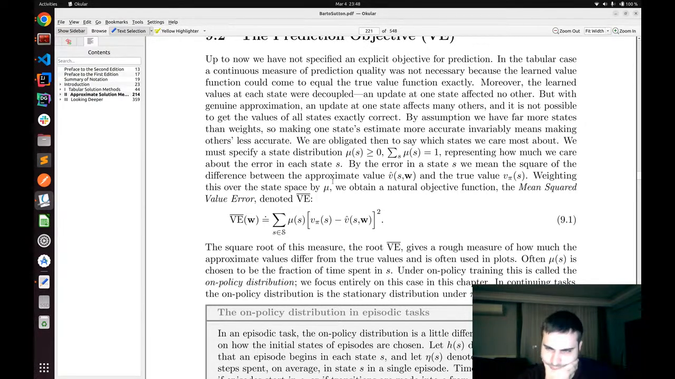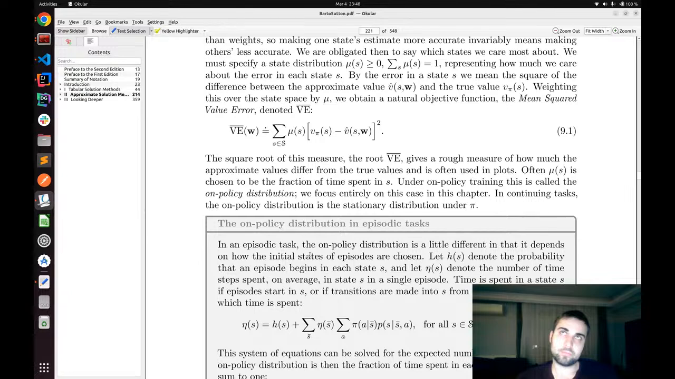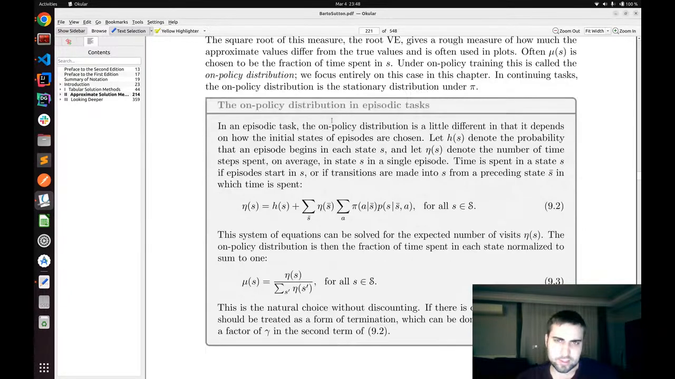Often, mu of s is chosen to be the fraction of time spent in s. That makes sense. Under on-policy training, this is called the on-policy distribution. We focus entirely on this case. In continuing tasks, the on-policy distribution is the stationary distribution under pi. That makes sense. In episodic tasks, the on-policy distribution is a little different in that it depends on how the initial states of episodes are chosen.